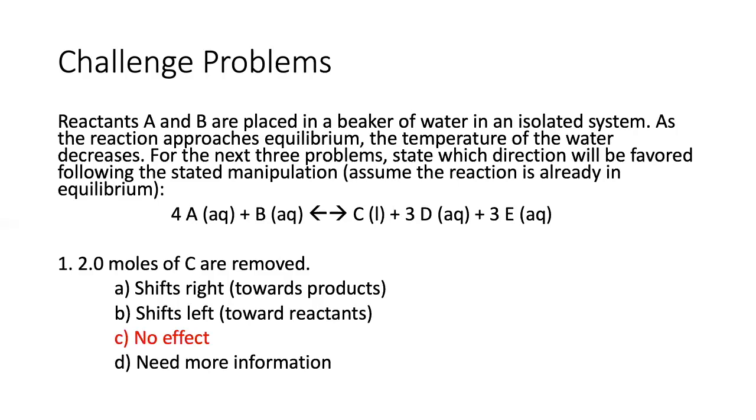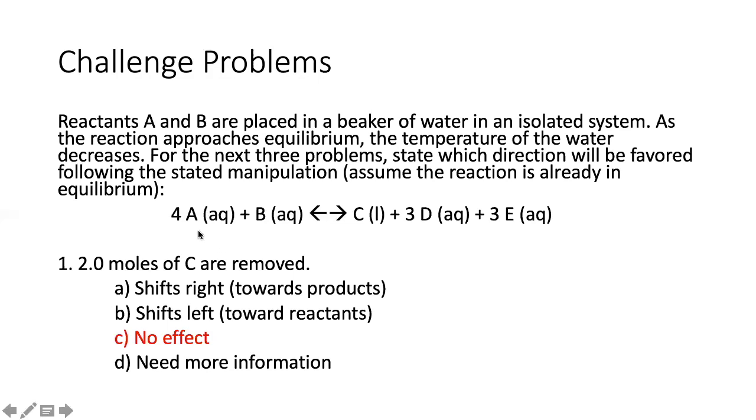Okay, so part one says 2 moles of C are removed. Now, product or C is a product. Typically when we remove a product, we are going to shift towards the product side. But the caveat, or little star to put next to a problem like this, is that compound C is actually a liquid here. Whenever we add or remove a liquid or a solid, there will be no effect on equilibrium. That's because when we calculate equilibrium, we don't account for liquids or solids.